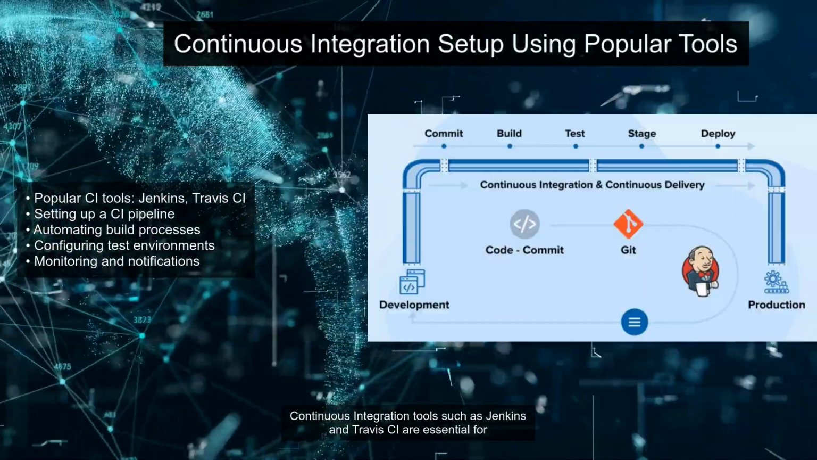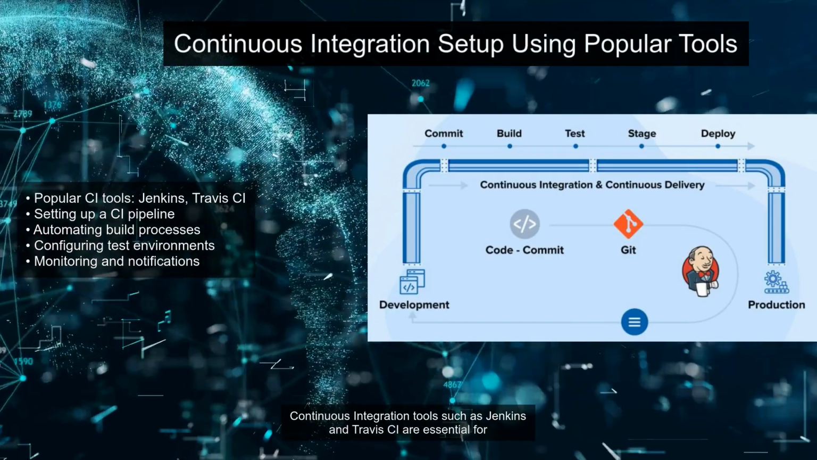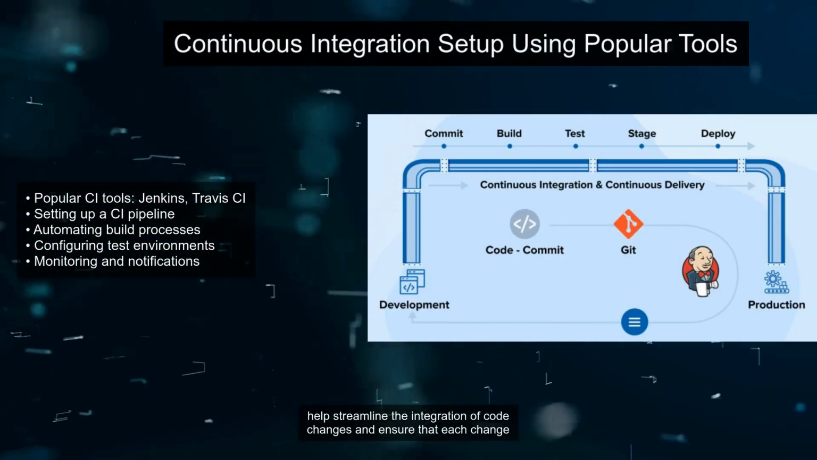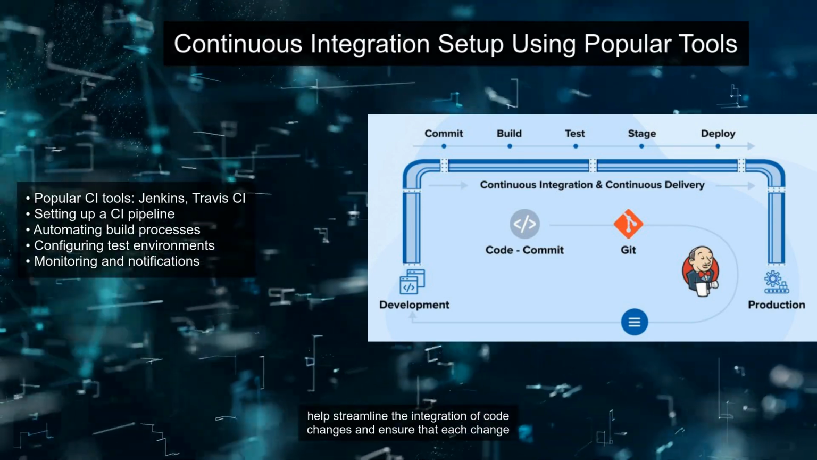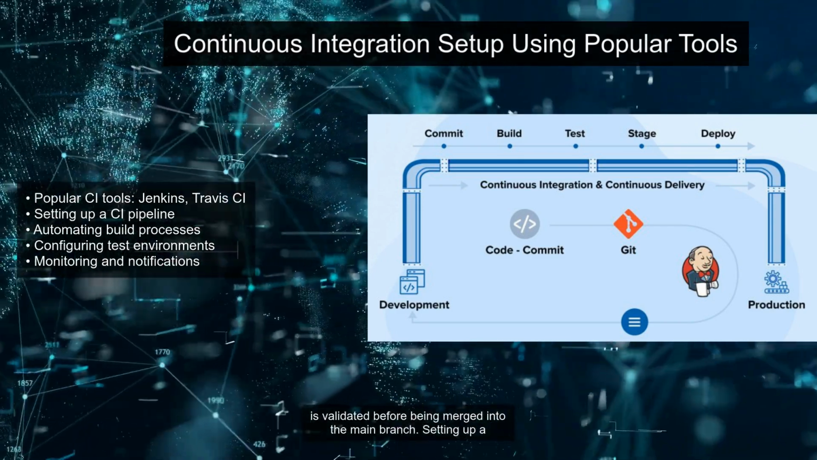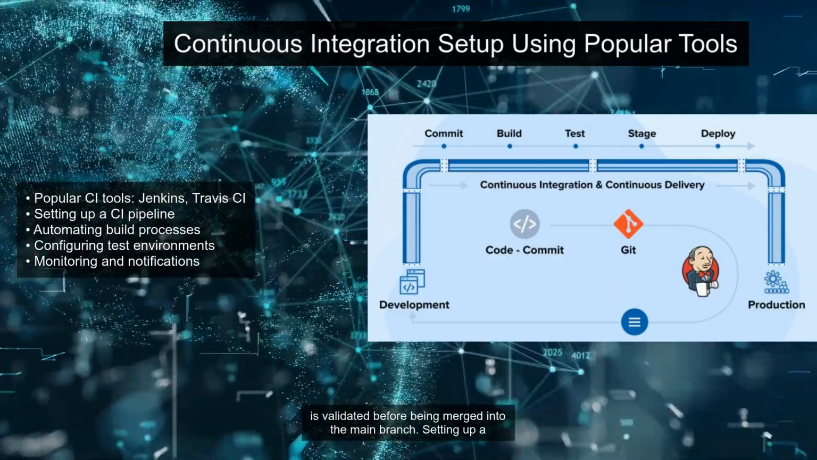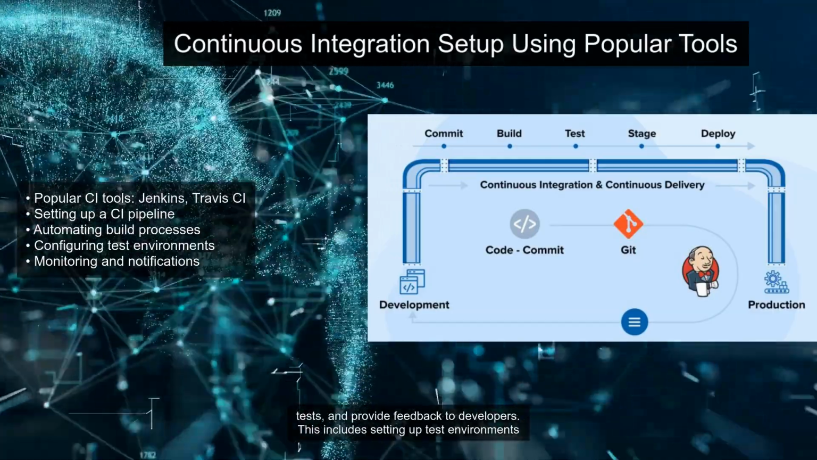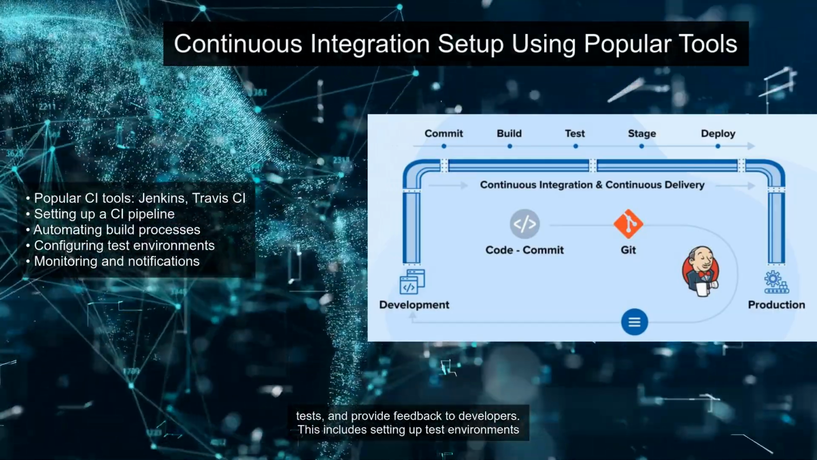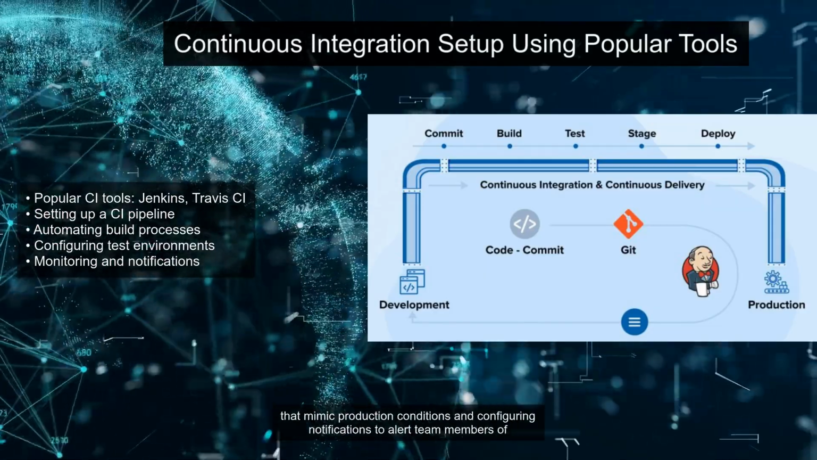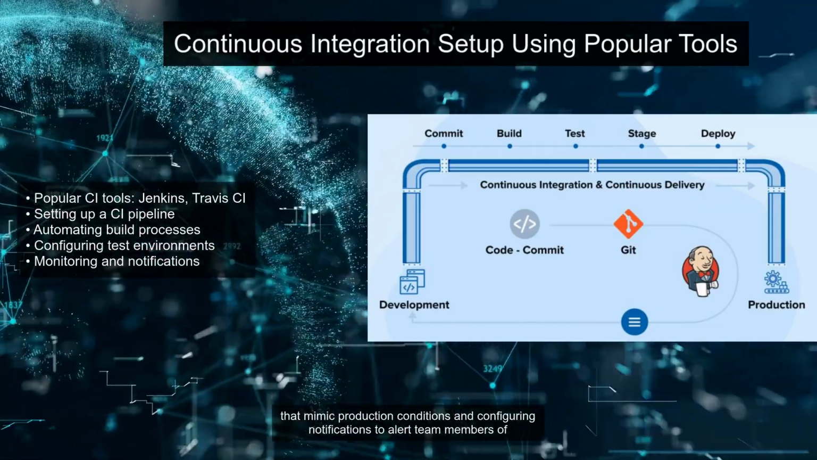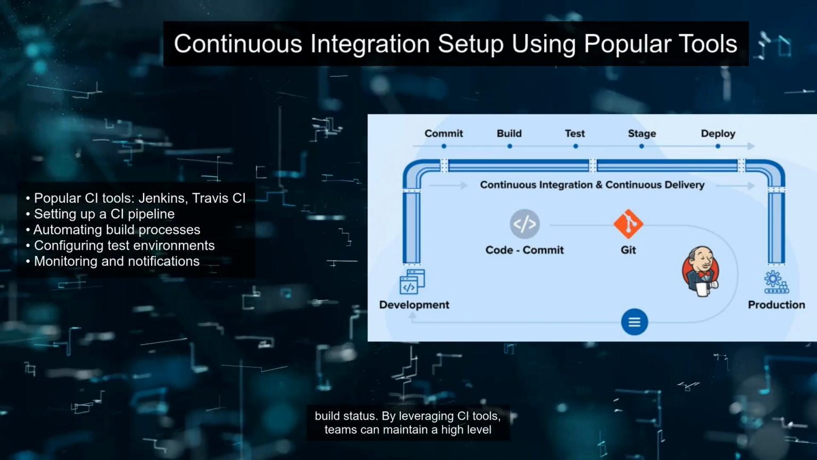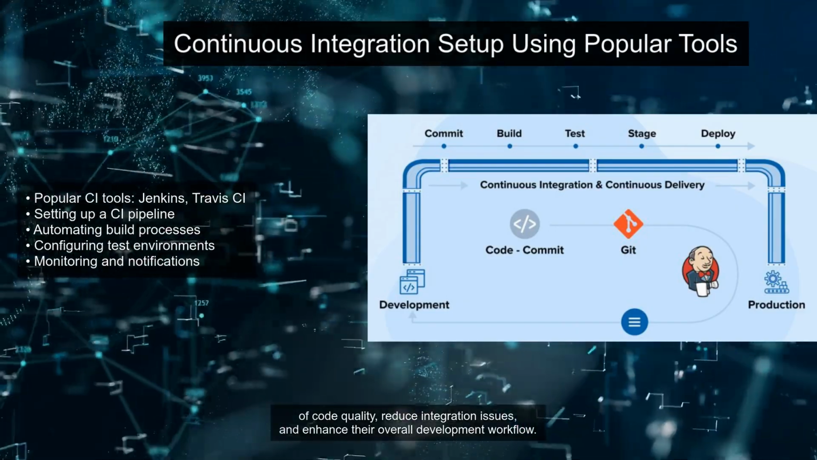Continuous integration tools such as Jenkins and Travis are essential for automating the build and test processes in a CI/CD pipeline. These tools help streamline the integration of code changes and ensure that each change is validated before being merged into the main branch. Setting up a CI pipeline involves configuring the tool to automate the build process, run tests, and provide feedback to developers. This includes setting up test environments that mimic production conditions and configuring notifications to alert team members of build status. By leveraging CI tools, teams can maintain a high level of code quality, reduce integration issues, and enhance their overall development workflow.